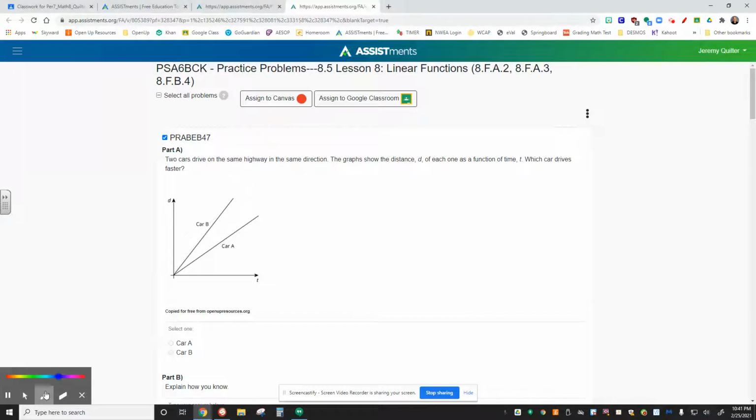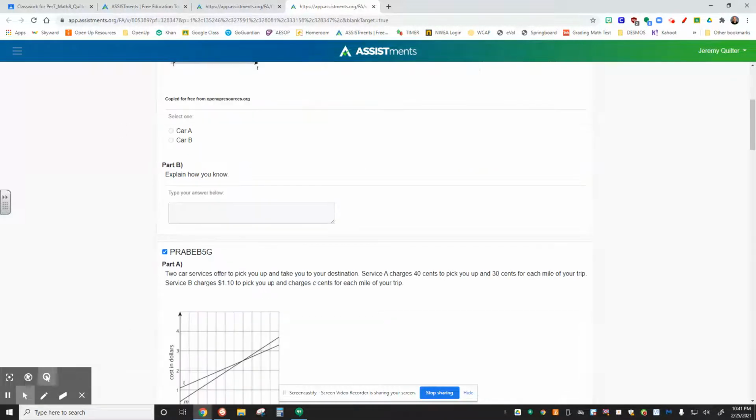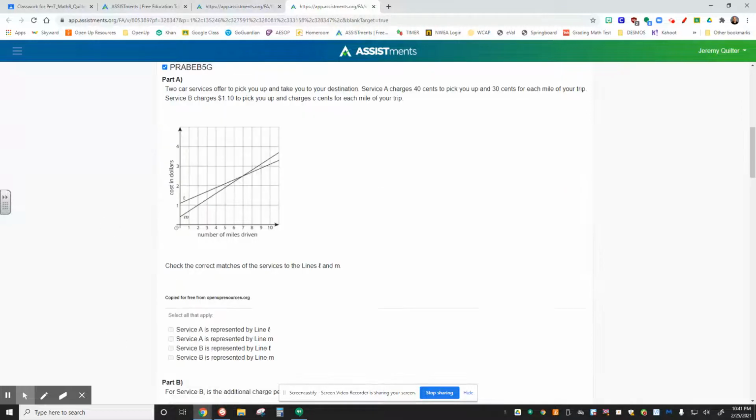First thing we're looking at, problem number 1, is two cars drive on the same highway in the same direction. The graph shows the distance d of each one as a function of time, t. Which car drives faster? Well, we have to think realistically. The car that's going to drive faster is the car that's going to have the greater distance in the shorter amount of time. So think about something like that. And then describe it down here of how you know based on the constant rate.